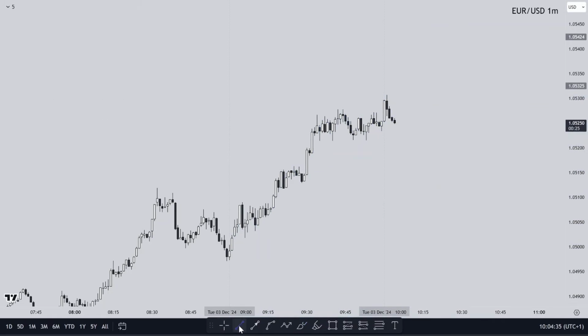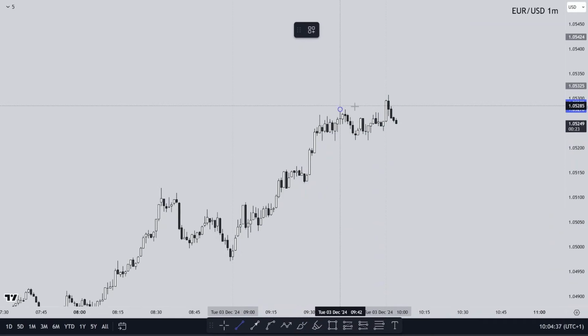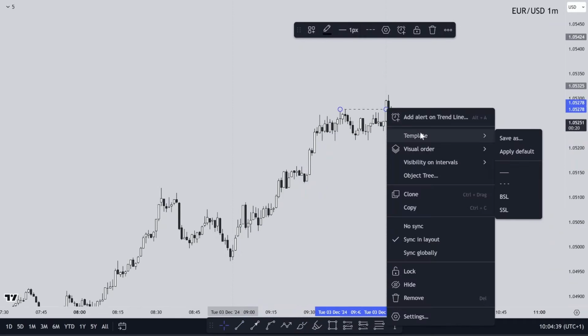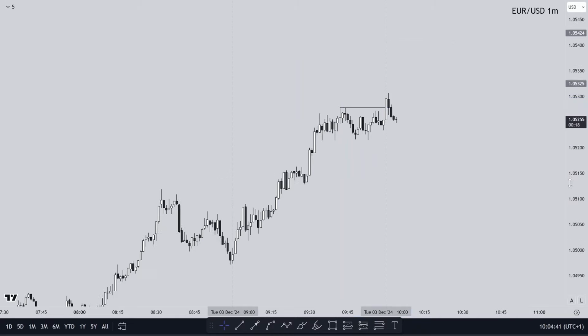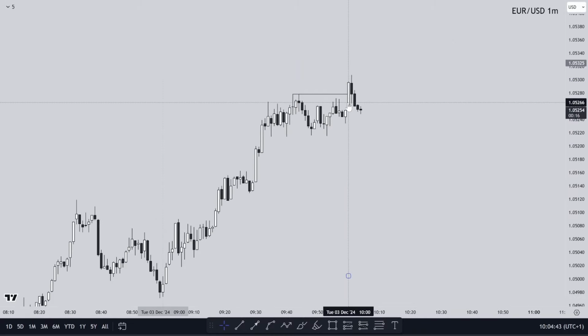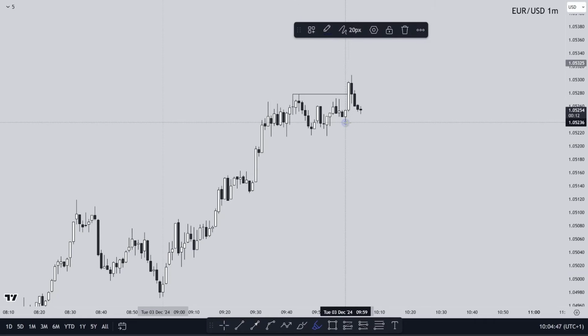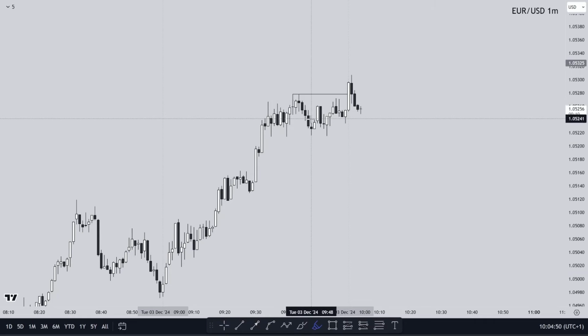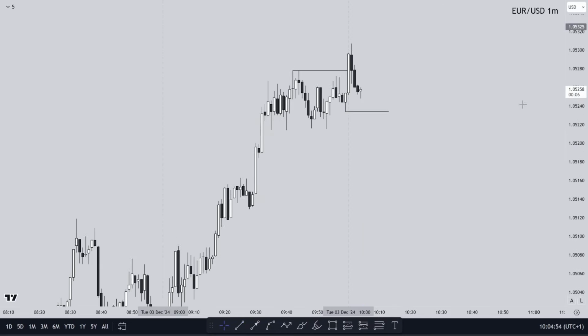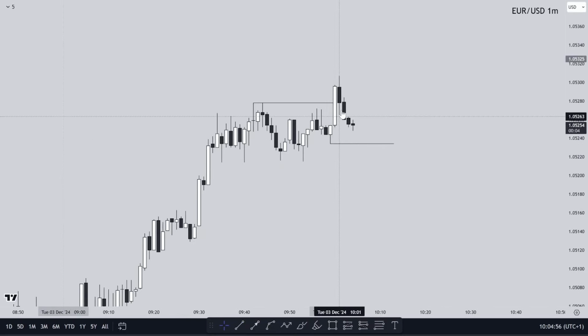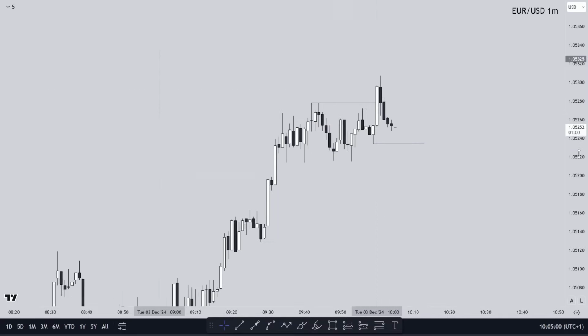So, right now, I can see that this is the last break of structure to the upside. So, this is my last lowest point of the structure. So, for the moment, I wait till the price drops below this level. This is the first step.